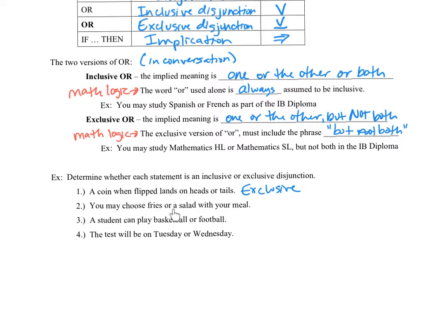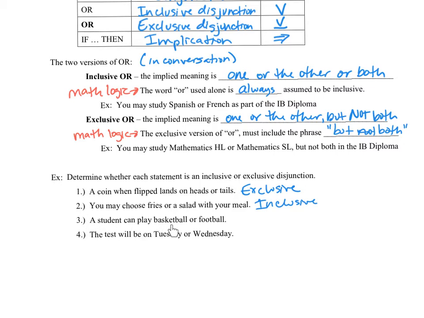You may choose fries or salad with your meal. Well, do you suppose some people want both? They could have fries and salad. So in everyday English, that's probably the inclusive use of the word "or." If you want to be more precise, if you can only choose one, you'd want to add that phrase, "but not both," okay?